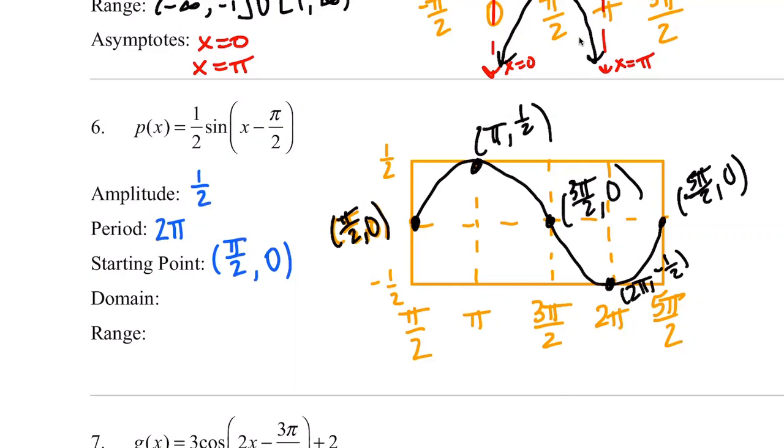The domain for any sine curve is all real numbers. And then to find the range, we know this curve is oscillating between our frame. So our frame stretches vertically from -1/2 to +1/2.